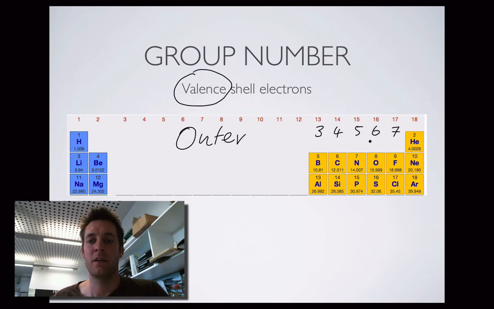Okay? So that's just for the rule to work. We actually call these groups 13 to 18, but for this rule to work, that group number equals number of valence shell electrons, we call these 3. Okay? So an atom in group 14 has 4 outer shell electrons, an atom in group 2 has 2.